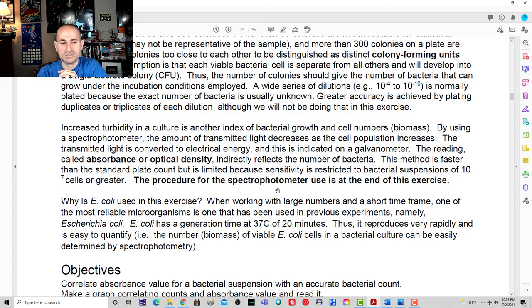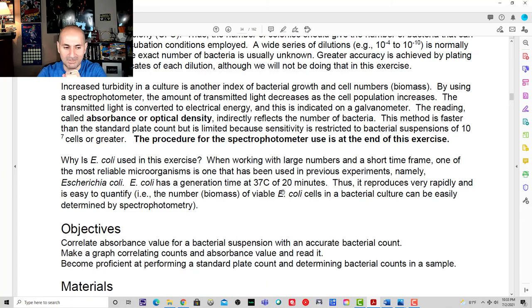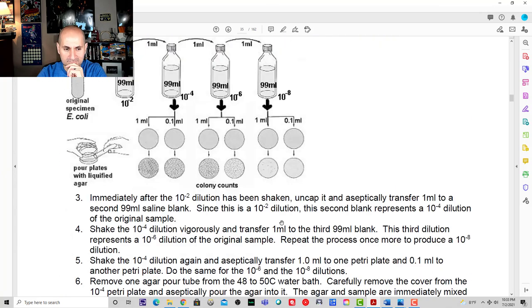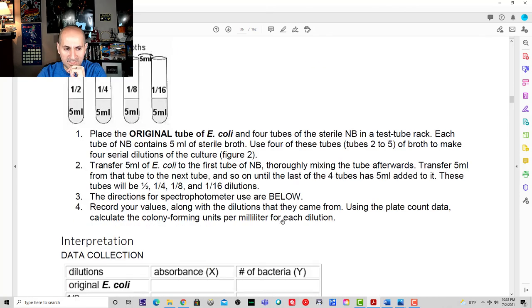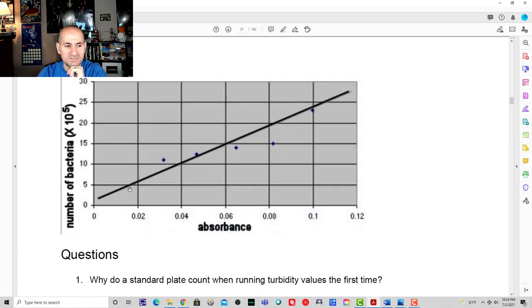And what I need you to know for the practical is, what did the spectrophotometer measure? Remember, it measures absorbance. How much light is blocked by that E. coli sample, by the turbidimetric mass, right? The biomass inside of that sample. Okay, and based on that, remember, you got a standard curve. The reason you made that standard curve is that from then on, once you've made the standard curve, you can guesstimate the number of bacteria in any other sample based on absorbance.